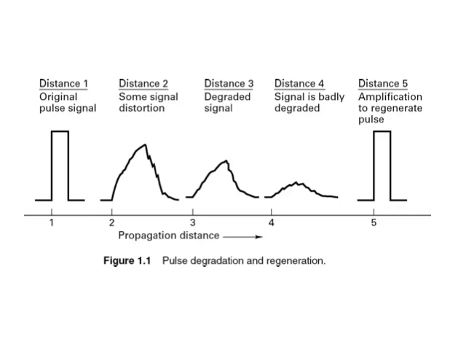What happens when the signal is being transmitted through the channel? From distance 1 to distance 5, the signal has to be transmitted. Distance 1 corresponds to the original pulse signal. This is our original pulse signal. Distance 5 corresponds to amplification to regenerate the pulse.